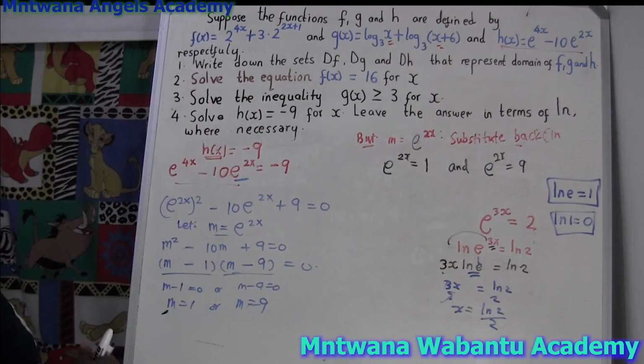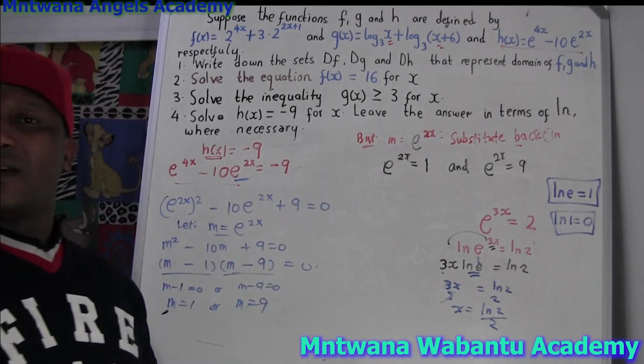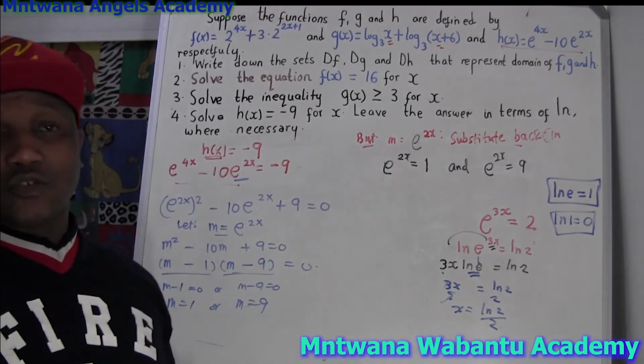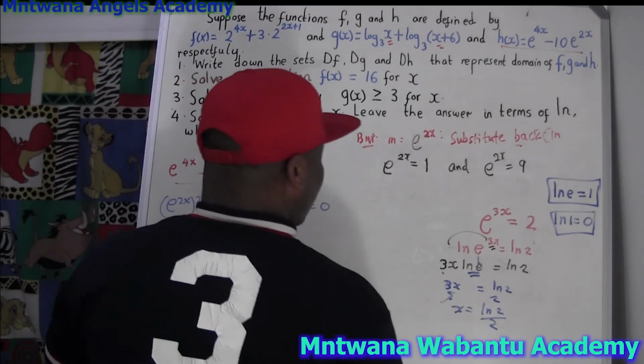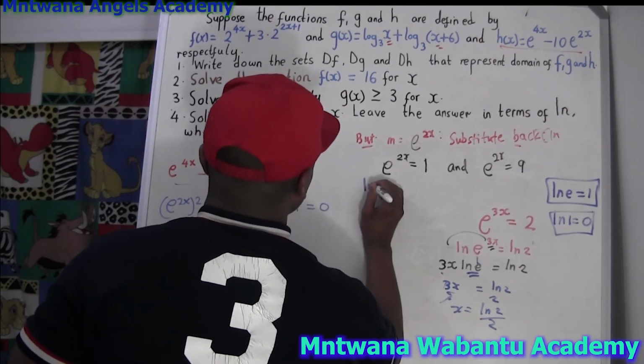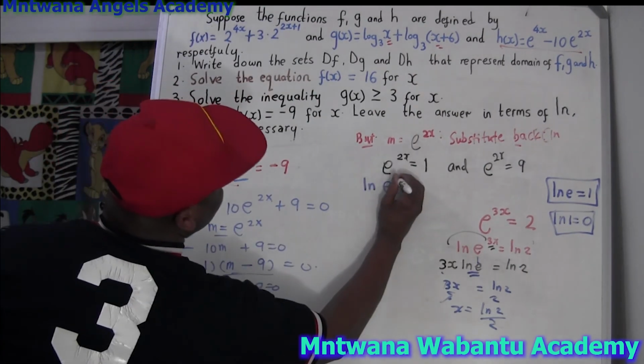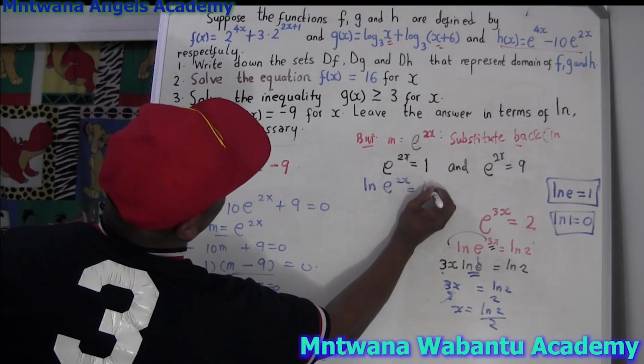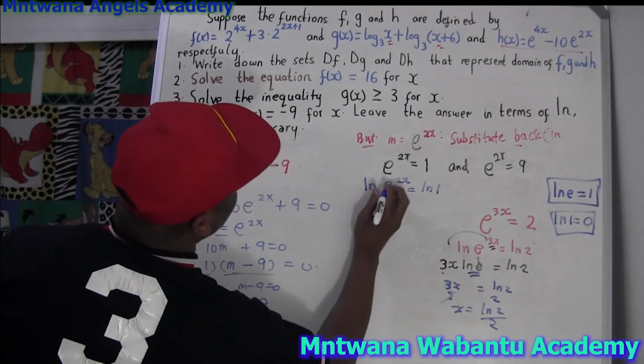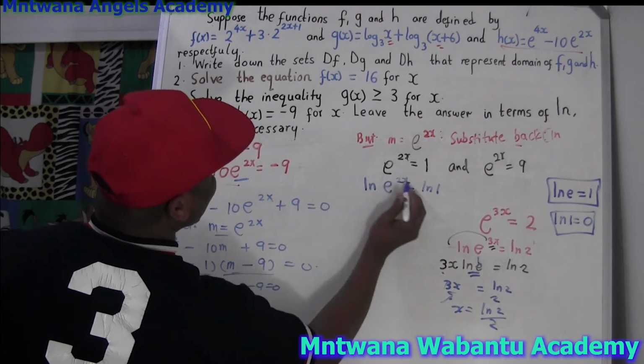Now let's go. Since there's an e and a power which is unknown, I'm going to apply ln throughout. So this one here is going to be ln of e to the 2x equal to ln of 1, but ln of 1 is equal to 0. So the 2x is going to come to the front.